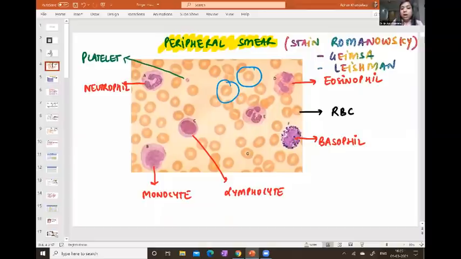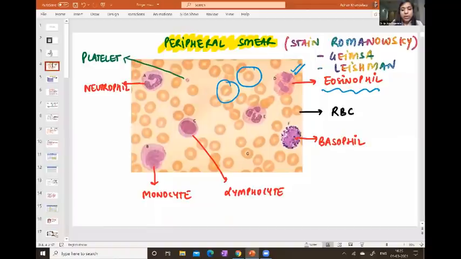Then students, the other cell which I can see, this cell marked as D, that's an eosinophil, right? How do we identify an eosinophil? It has brick red granules, as you can see in this image, students. These are the brick red granules and a bilobed nucleus. There are two lobes of the nucleus in an eosinophil, right?